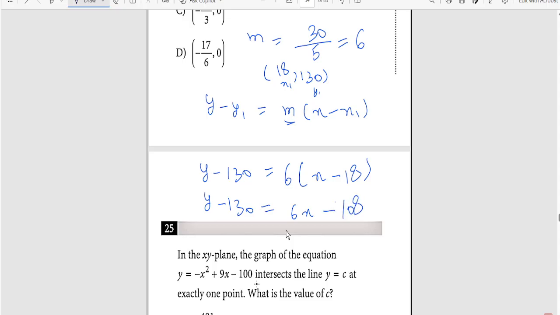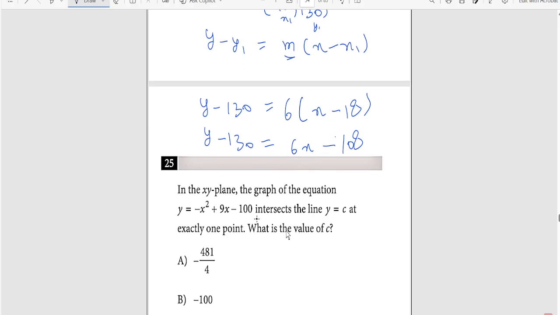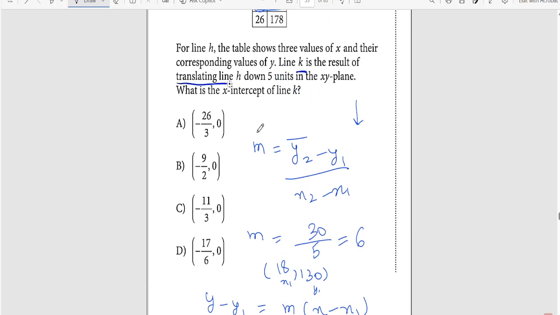Now I take the number to one side and convert it into slope intercept form. y is equals to 6x minus 108. When I move this side, it becomes plus 130. So negative 108 plus 130, if I subtract them, I get 22, which is positive. So basically y-intercept is 22, right? But what it is asking is the x-intercept.